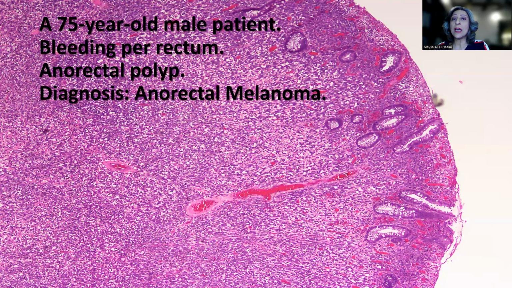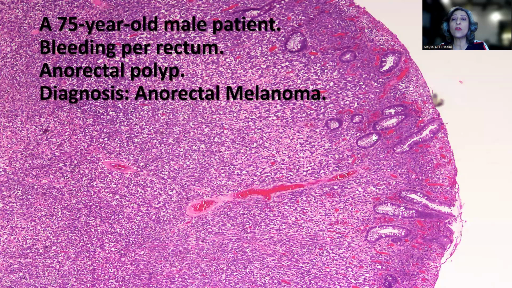Anorectal melanoma is a rare tumor, usually seen in elderly patients, accounting for less than 1% of all tumors in the GI tract, including the anorectal area. Remember that the presence of melanin would help in supporting the diagnosis and rendering the appropriate diagnosis using the appropriate immunohistochemistry. However, if melanin was not present, you have always to keep it in mind.